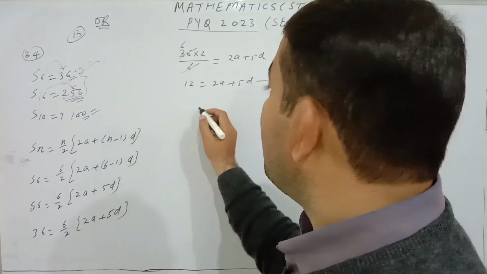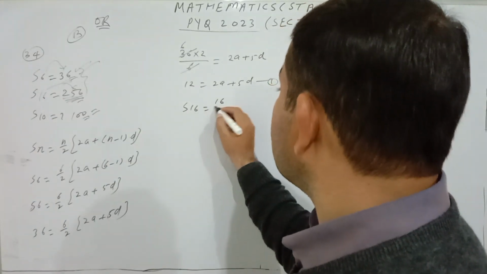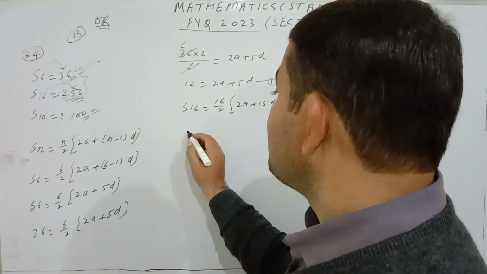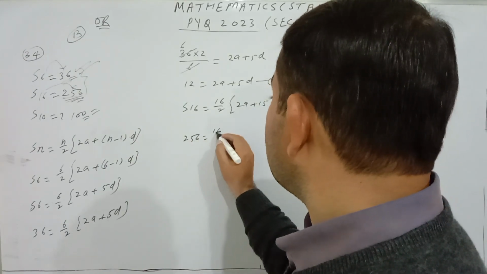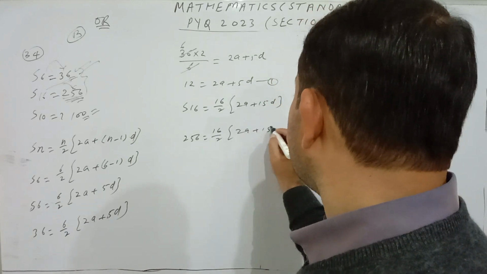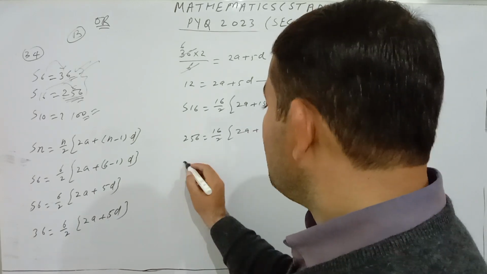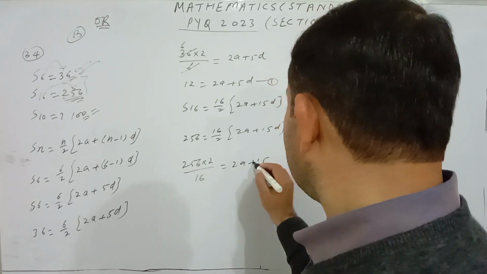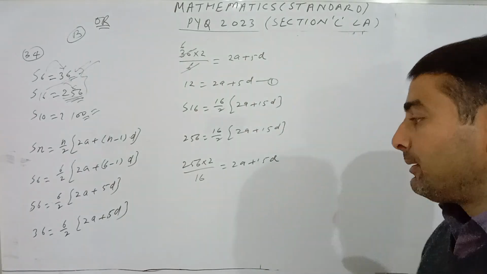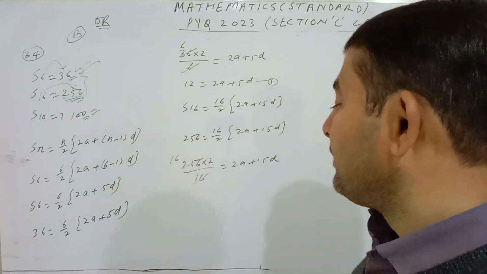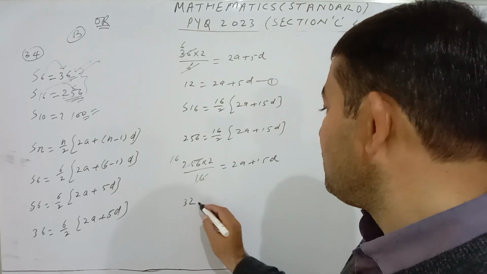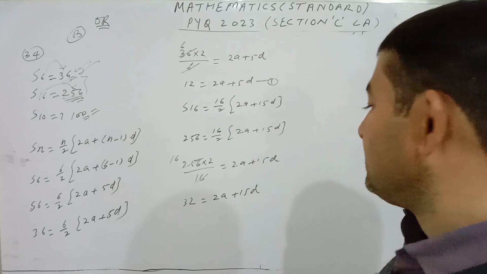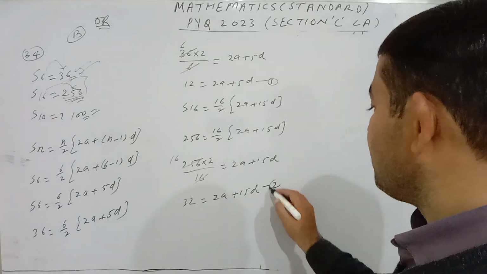Similarly, S16 equals 16 by 2 into 2a plus 15d. So 256 equals 16 by 2 into 2a plus 15d. That gives 256 into 2 upon 16 equals 2a plus 15d. 16 times 16 is 256, so it is 32 equals 2a plus 15d. This is equation number 2.